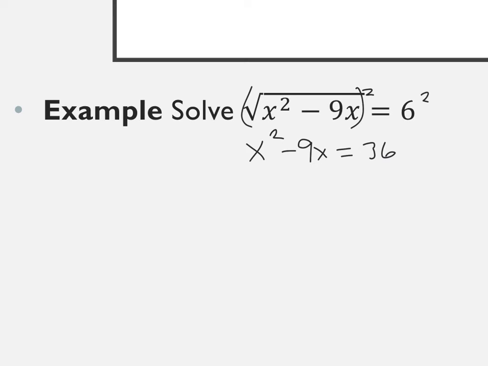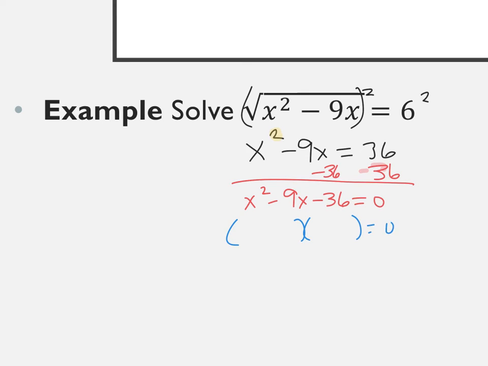Now, because we have a degree of 2 here, that means we have a quadratic equation, and we have to make it equal to 0. So we'll actually subtract the 36 on both sides so that it equals 0. So x squared minus 9x minus 36 equals 0. And just like we did earlier in this unit, we can solve this by factoring, or you can do quadratic formula, it's your choice.